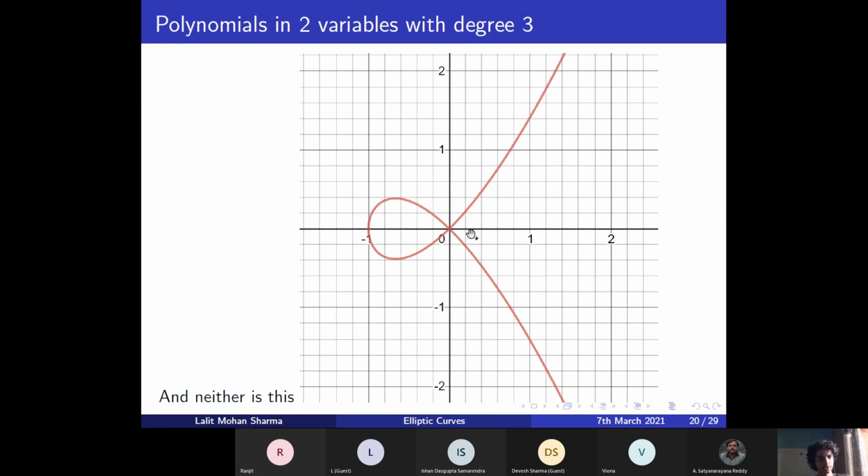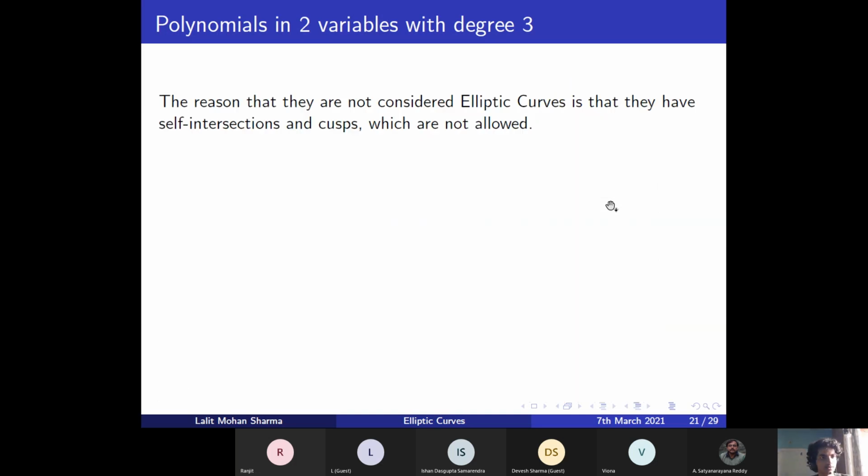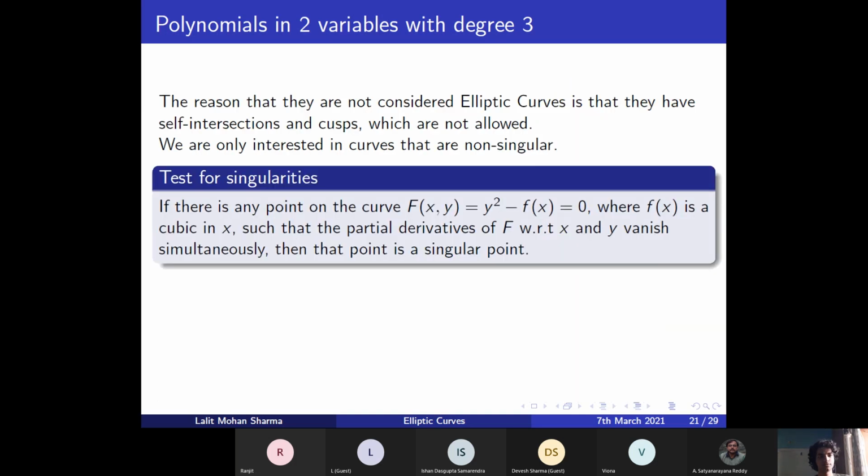And for this, we had the equation y squared is equal to x squared times x plus 1. Again, you can apply the same procedure. If anyone wants to tell me the singular point: the origin again. You can guess this from the graph, but I just wanted you to calculate the partial derivative. So that is the test for singularities. Singularities basically mean cusp and self-intersection, and they're not allowed in an elliptic curve.